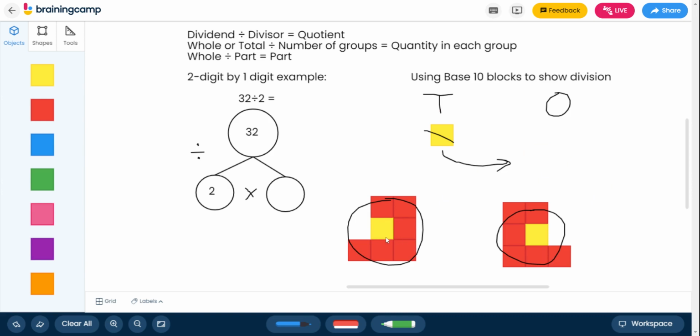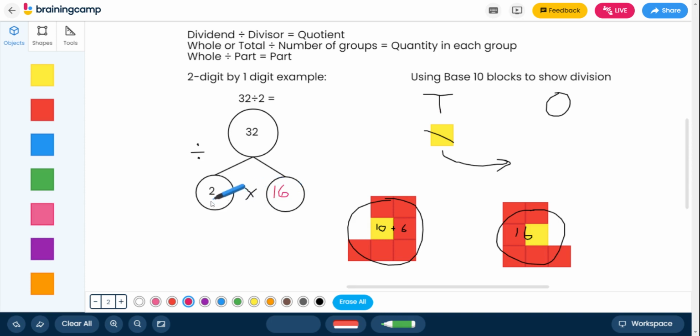And I have 1 ten, which has a value of 10, and 1, 2, 3, 4, 5, 6 ones, which has a value of 6, right? So 10 plus 6 is equal to 16. I have 16 in one group. Let's see. 10, 11, 12, 13, 14, 15, 16. I have 16 in this group as well. So therefore, my quotient, 32 divided by 2, is 16. 32 divided by 2 is equal to 16.